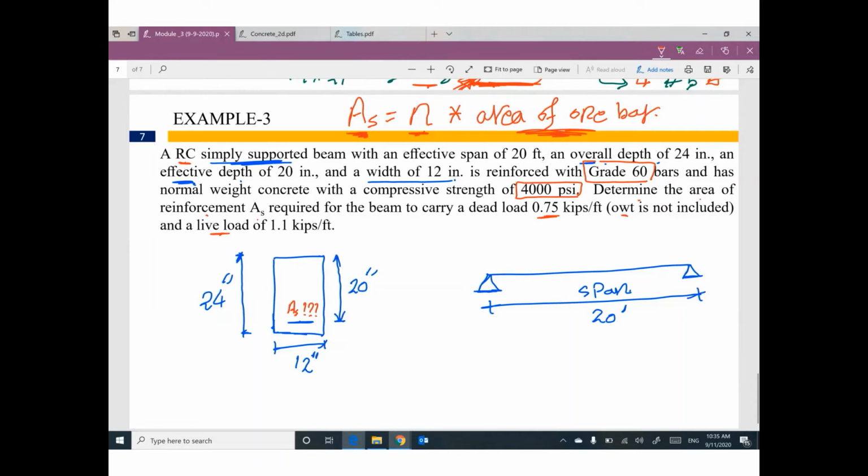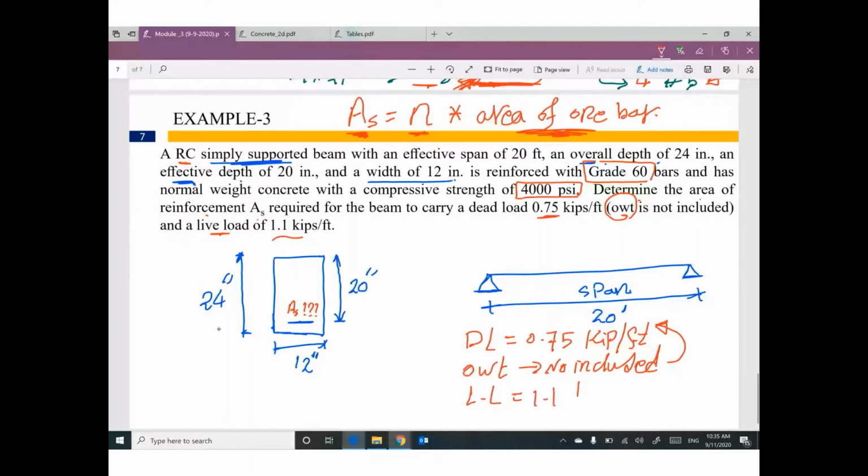We have dead load equal 0.75 kip per foot. The own weight of the beam is not included in this number. The problem said this. So I need to figure it out. Live load is given 1.1 kip per foot.